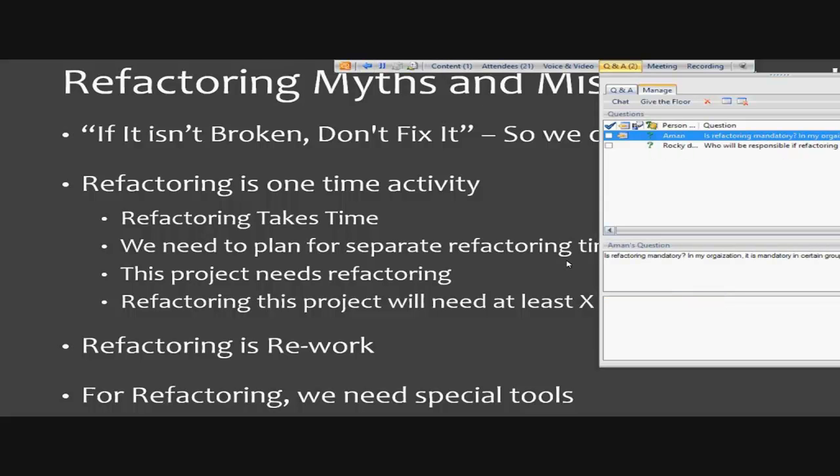Then Aman is asking, is refactoring mandatory? In my organization, it is mandatory in certain groups.